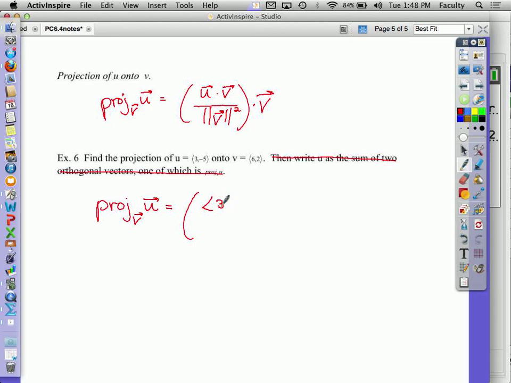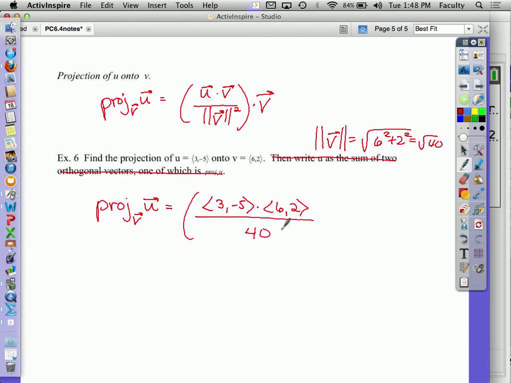And so if I want to do the projection of u onto v, we're going to take the dot product, 3, -5 times 6, 2. Let's do the magnitude of v. That's 6 squared plus 2 squared. I don't want to bother simplifying the radical because I'm just squaring it, right? Squaring the square root 40 is easy. But if I simplified that to 2 radical 10 and then I square it, yuck, that makes it difficult. So that's over 40 times the vector v.